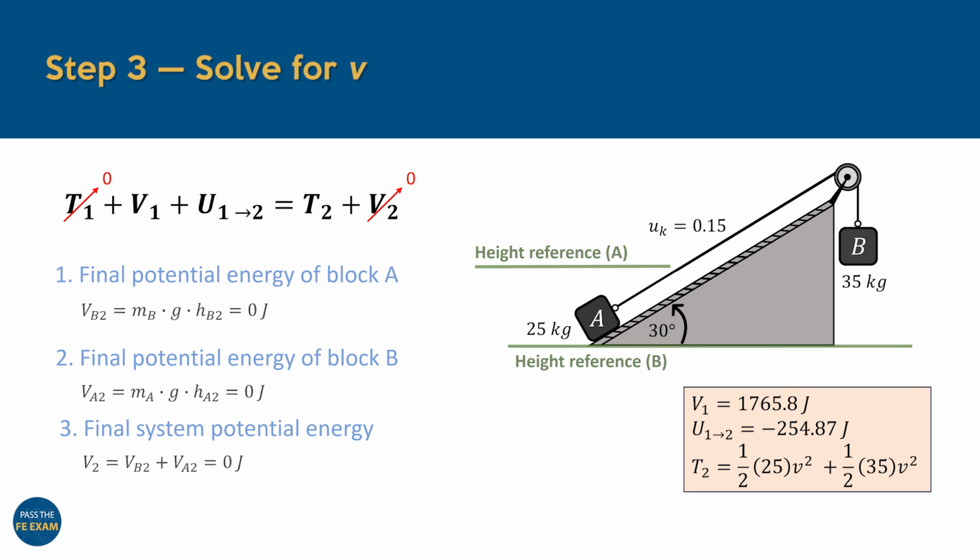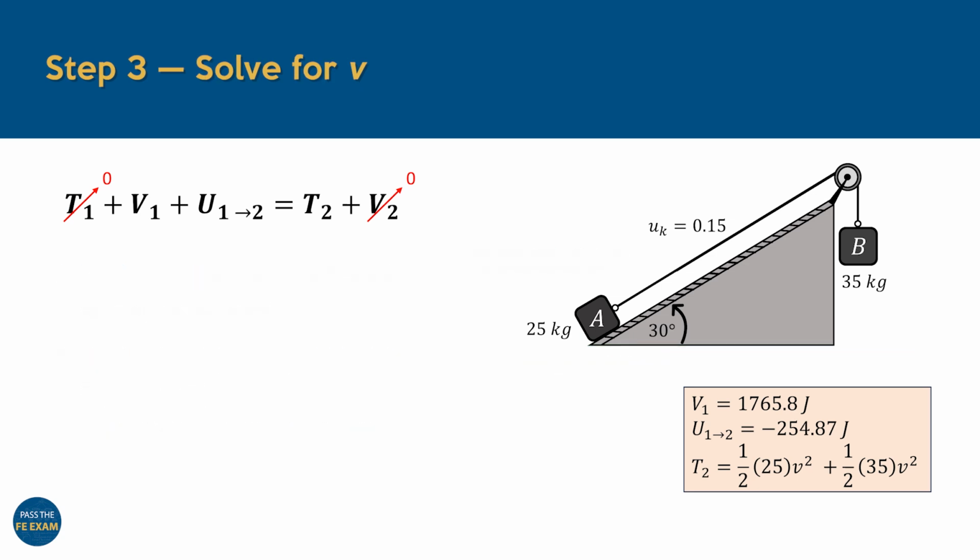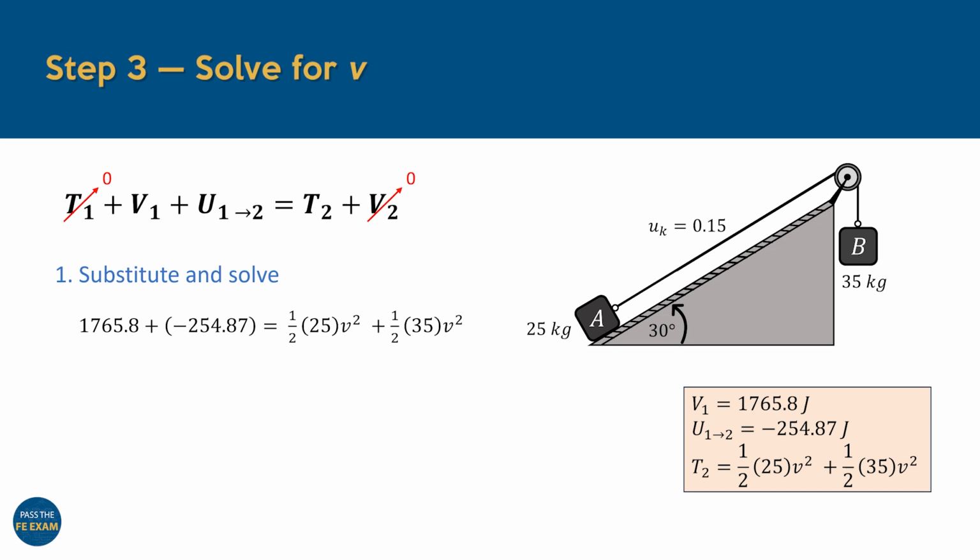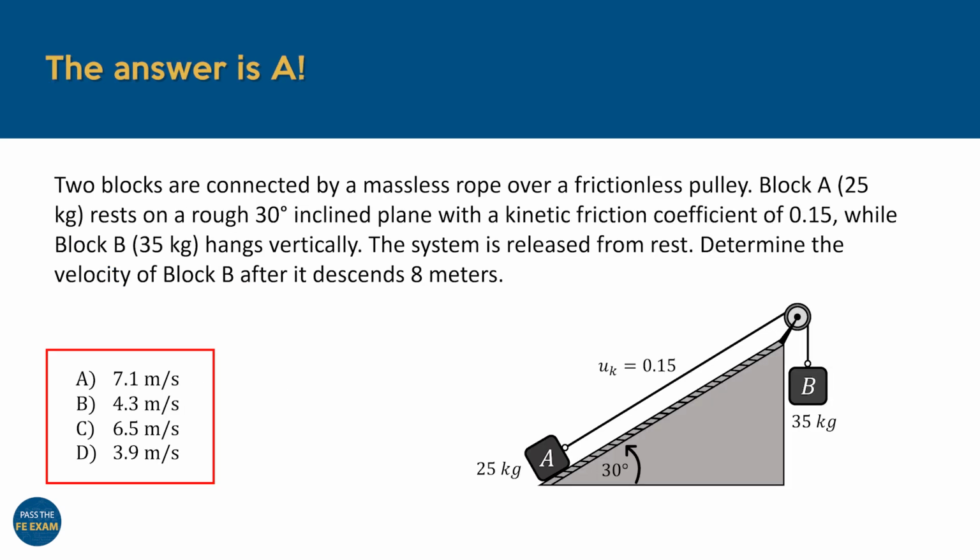And now that we've defined all of our variables in our equation, from T1 to V2, we can solve for the final velocity of the blocks. By substituting the known values for potential energy, kinetic energy, and the work done by friction, we're left with a single unknown, the final velocity v. From here, we just rearrange the equation to make v the subject and solve for it. This will give us the final velocity of both blocks as 7.1 meters per second. And that completes our problem. By browsing the options given to us, we can see that the final answer is A.